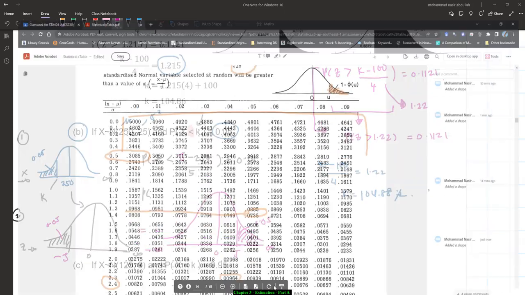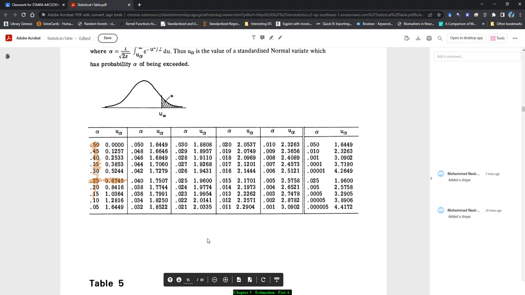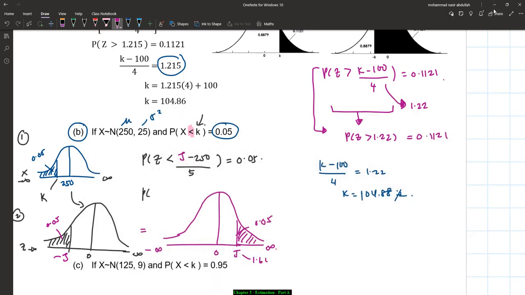So 0.05, look at table number 4. 0.05 is 1.6449. So this is 1.6449. So j here, since you are looking into the left hand side, this is going to be negative 1.6449.